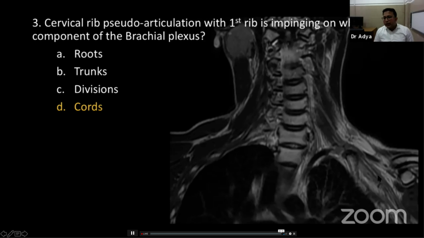You can see increased signal in the subsequent nerve distally. That is due to nerve edema, mixed with some degree of Wallerian degeneration. Since the nerves are tightly bound by the perineurium, they show abnormal signal along its whole length. So this is impinging on the cords.